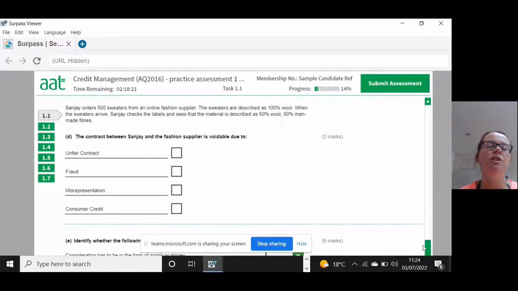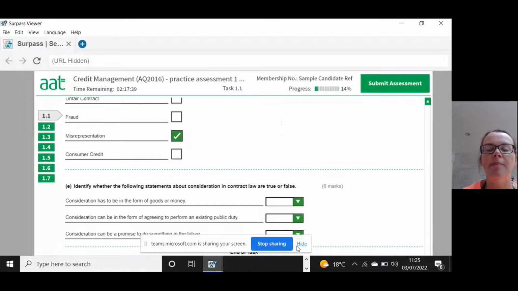Sanjay orders 500 sweaters from an online fashion supplier. The sweaters are described as 100% wool. When the sweaters arrive, Sanjay checks the labels and sees that the material is actually 50% wool, 50% man-made fibres. The contract between Sanjay and the fashion supplier is voidable. That means it was valid to begin with, but it can be made void due to... So I think it's fairly clear here that it's misrepresentation because the seller has lied about the content of the sweaters.